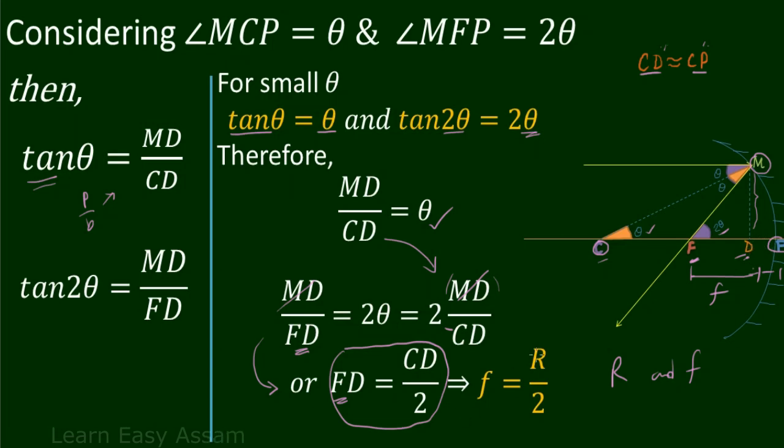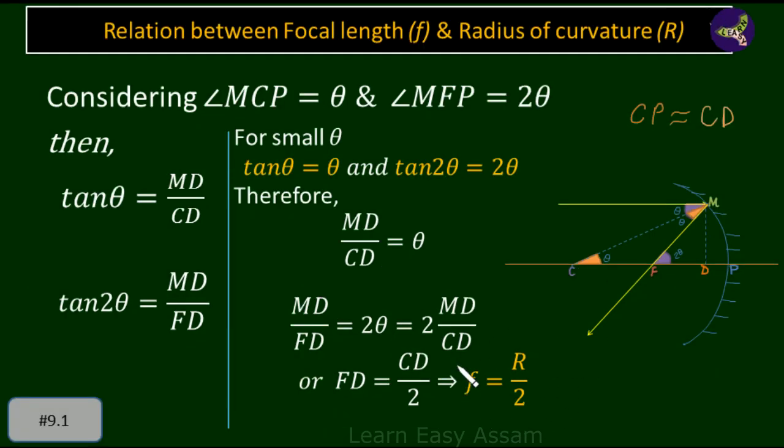And again, this CD, from C to D, is nothing but R, so you can write here R. So we have derived this formula. This is the answer: f is equal to R by 2. So this is the relation between focal length and radius of curvature.